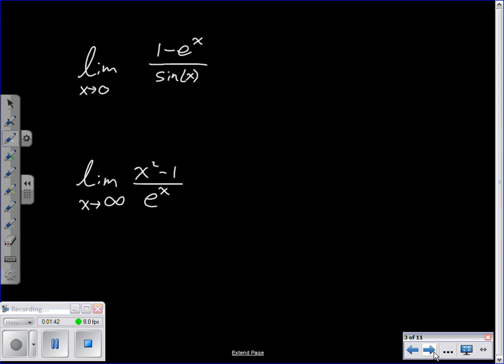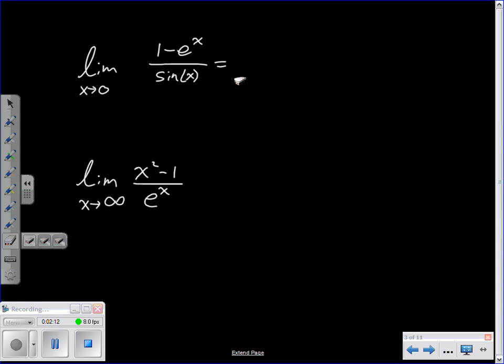If I were to take the limit as x approaches 0 of 1 minus e to the x divided by sine x, and I plug in 0 using direct evaluation, I get 1 minus e to the 0 divided by sine of 0. I know e to the 0 is 1, so this is 1 minus 1, which is 0, divided by 0. That's what we call an indeterminate form. So direct evaluation would not work in order to find my limit.